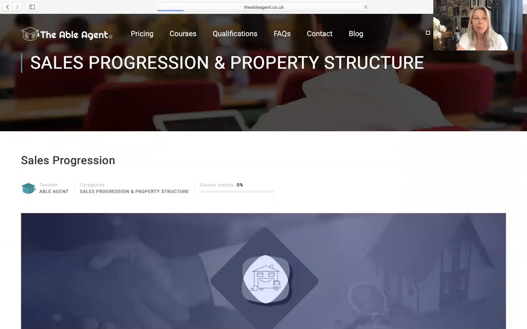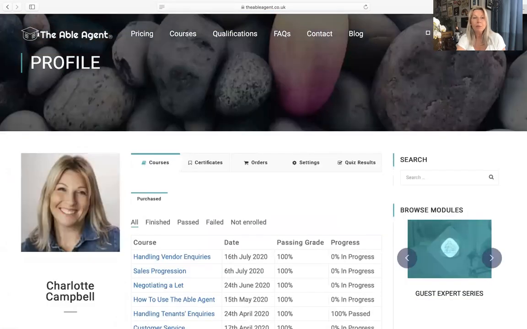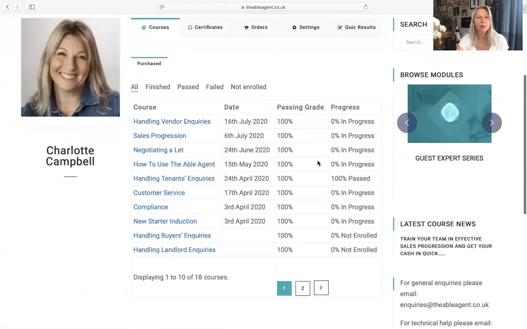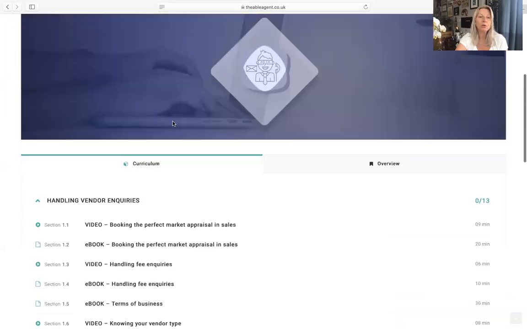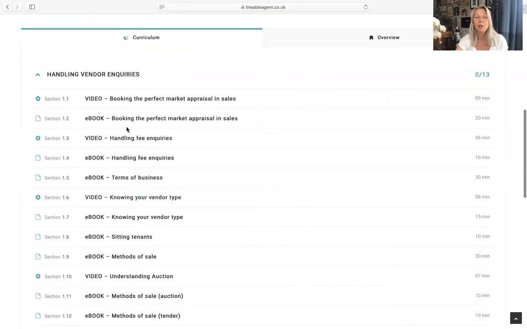So if I have a little look at your profile, and it's my profile here, so it's not active, but it'll give you an idea. So every course that you're enrolled on, and you have the chance to enroll on all of them, there's no extra charge. You just pay one monthly fee for all of the content we produce. And then you keep a record of what you've done, and it will tell you what you've passed and how far on through the course you are. So again, if I went into the handling vendor inquiries course, for example, I could keep track of where I was at in that course. I'd look at my curriculum and it will tell me what I've done.